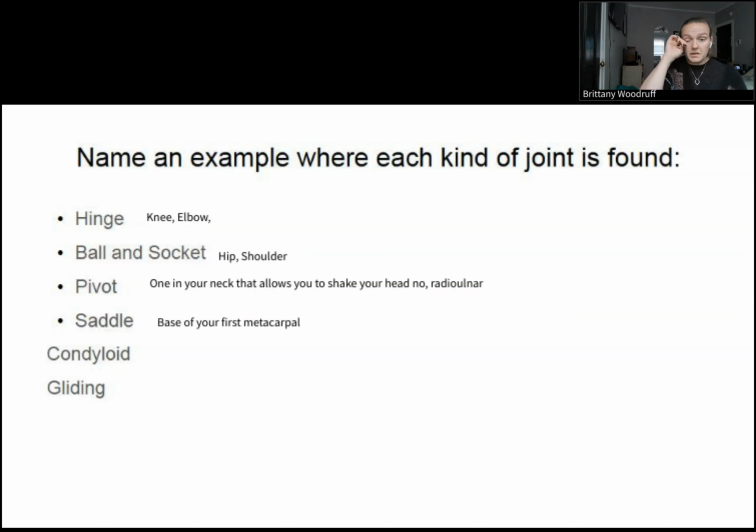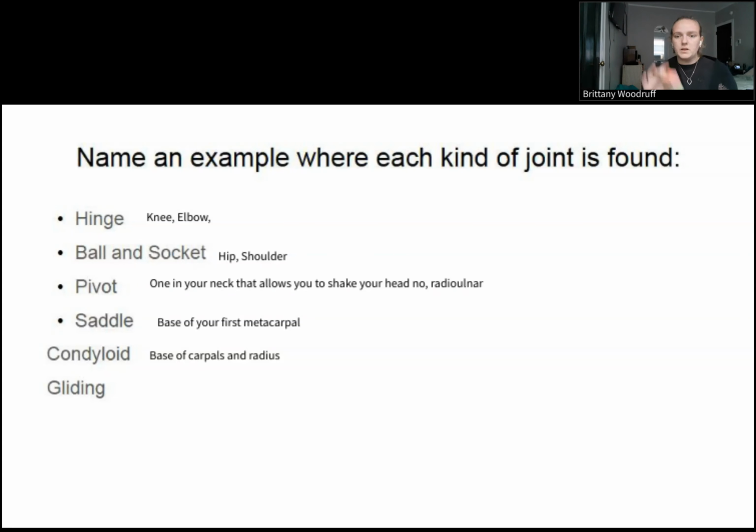Condyloid joint, a good example is at the base of your carpals with your radius here. It's going to allow you to do some side to side and some back and forth, but it doesn't have as wide a range of motion as the ball and socket. So, the base of your carpals and your radius.